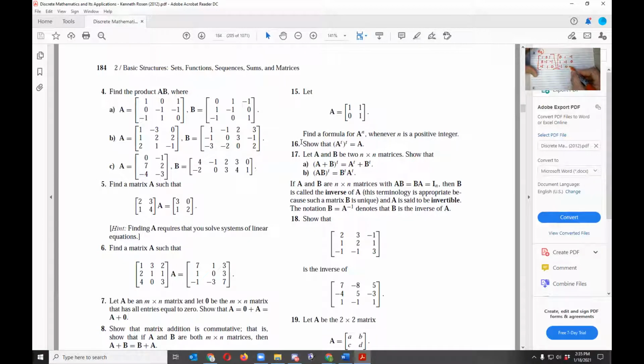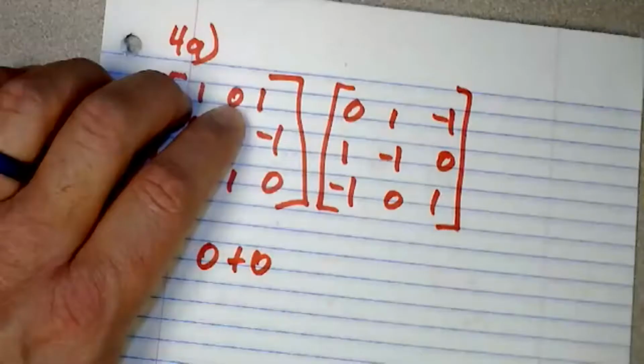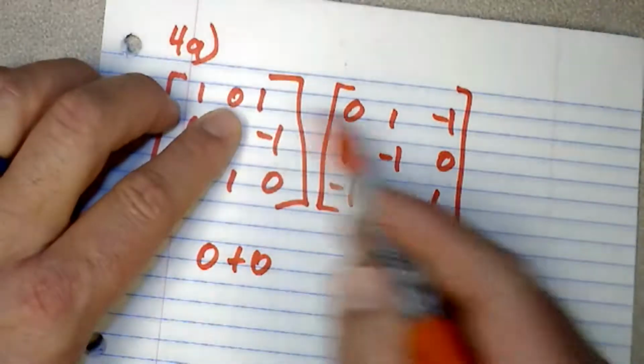Okay, 0 and 1. Now, barring stupidity on my part, we should be able to get this going. Okay, so these three numbers times these three numbers. So 1 times the first number is going to be a 0 plus 0, because that number is a 0. Let me make this a little bigger. Okay, so that number is a 0 times that.